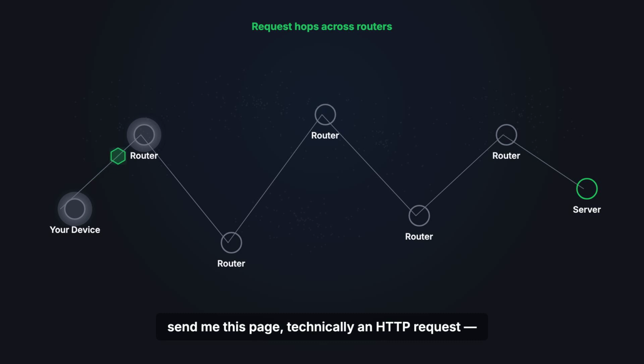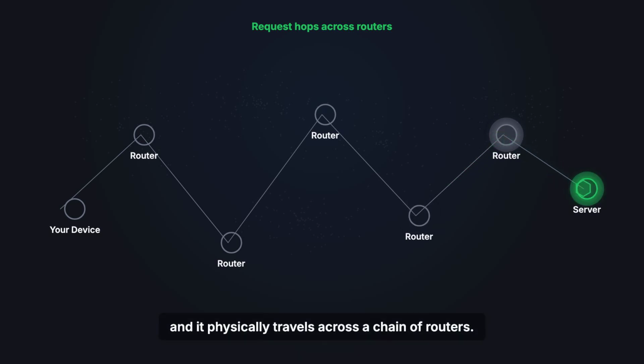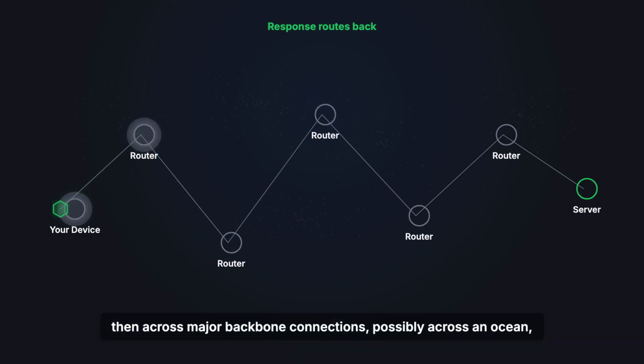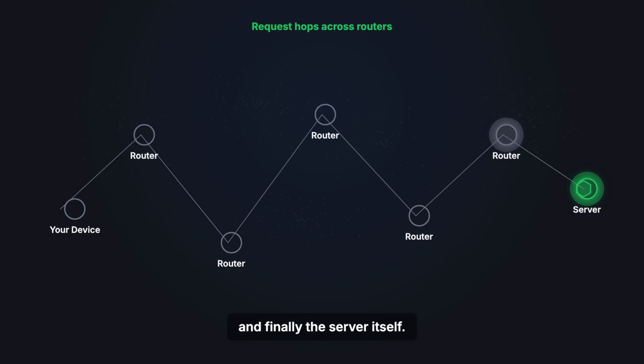Send me this page, technically an HTTP request, is sent as data broken into small chunks, and it physically travels across a chain of routers. Your home router, then your internet provider's network, then across major backbone connections, possibly across an ocean, until it reaches the network your target server lives on, and finally the server itself.